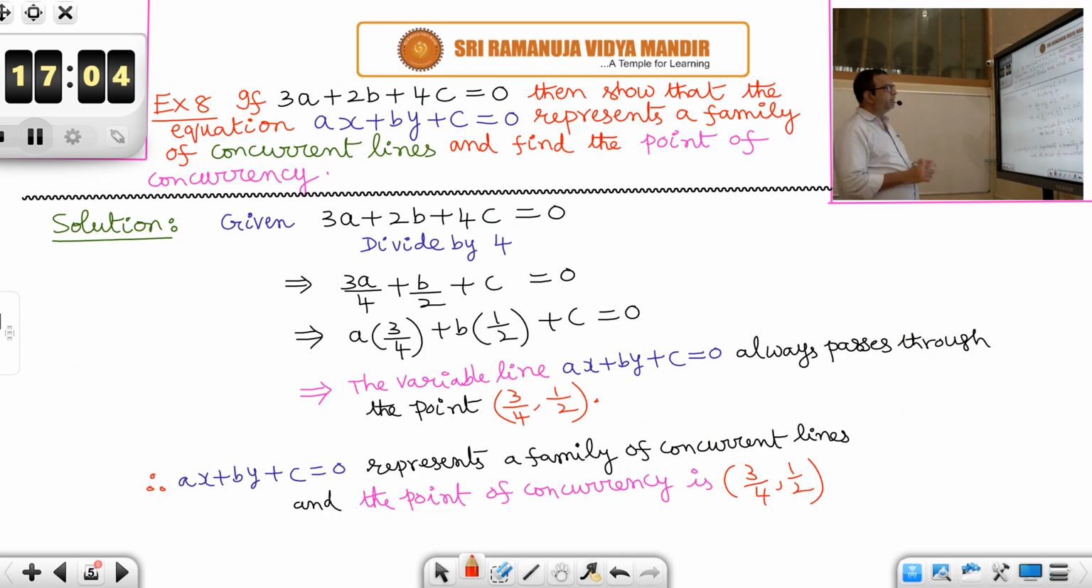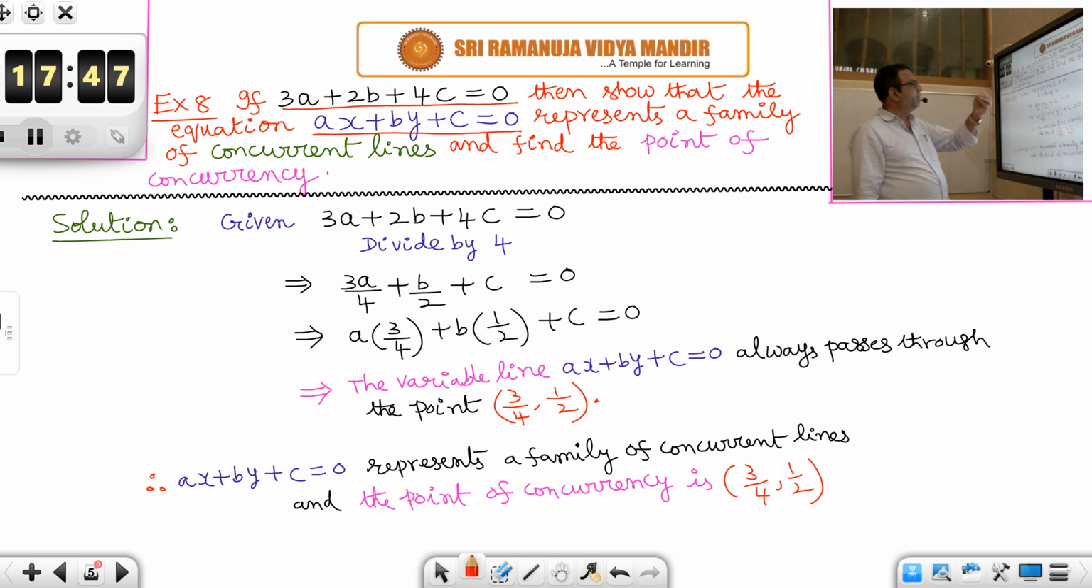Let us see. This is a very tricky question, but very simple. If 3a plus 2b plus 4c is equal to 0, then show that the equation ax plus by plus c is equal to 0 represents a family of concurrent lines and find the point of concurrency. See, in the equation ax plus by plus c equal to 0, a, b, c are not constants. They are some real numbers, but they always satisfy this condition: 3a plus 2b plus 4c is equal to 0.